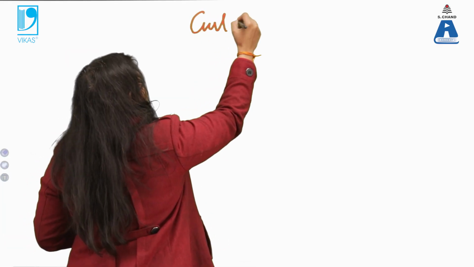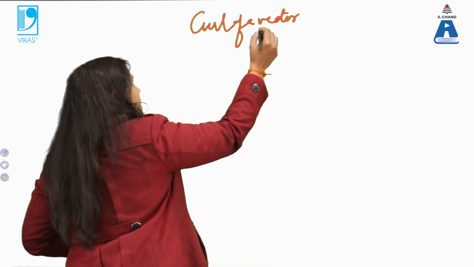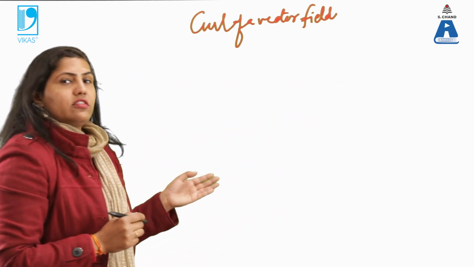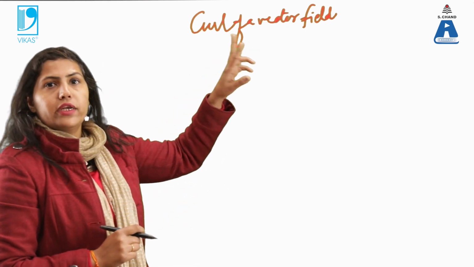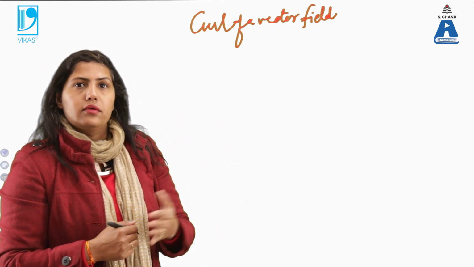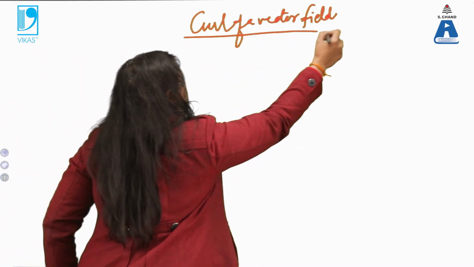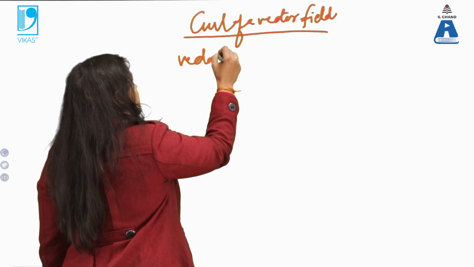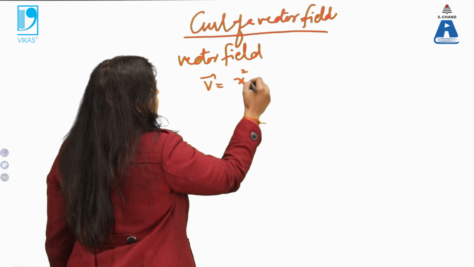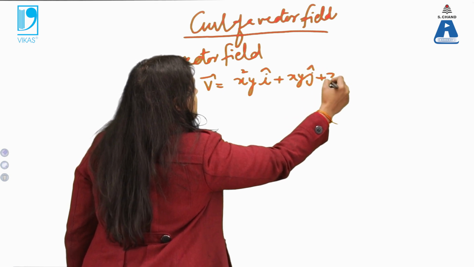So curl of a vector. This is basically a vector, and we call it a vector field. In my previous lectures, I have already explained what a vector field and a scalar field are. A scalar field doesn't contain i, j, k, the unit vectors, and in a vector field we will have i, j, k. So I'll start with a vector field first. One vector field I am taking, and as you can see, it has i, j, k unit vectors.